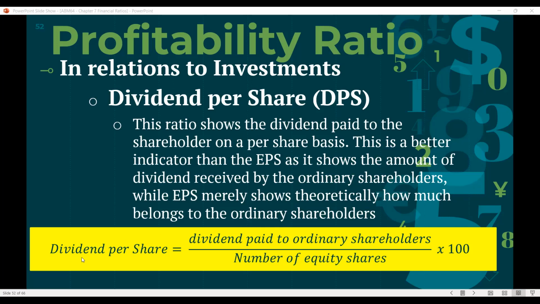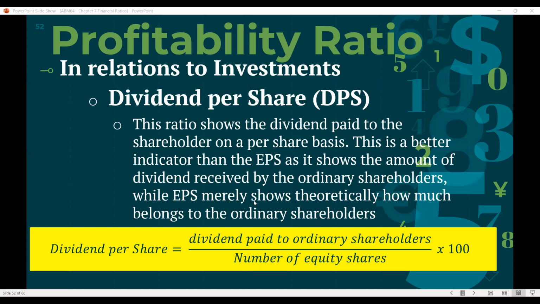So dividend per share is more detailed, because their main focus is how much dividend they get as shareholders. It is dividend paid to ordinary shareholders divided by the number of equity shares. So how much dividend was accumulated for the year, then you divide it by the number of equity shares, multiplied by 100 to get the percentage. So probably your dividend is 5% or 12% and so on and so forth. This also focuses more on investment.